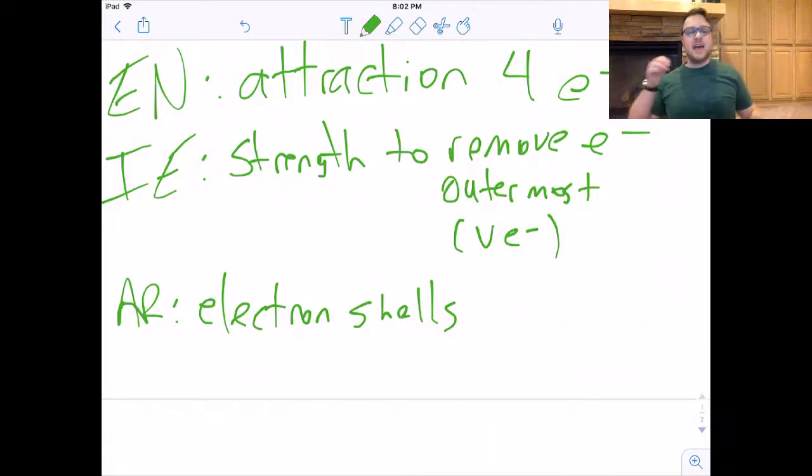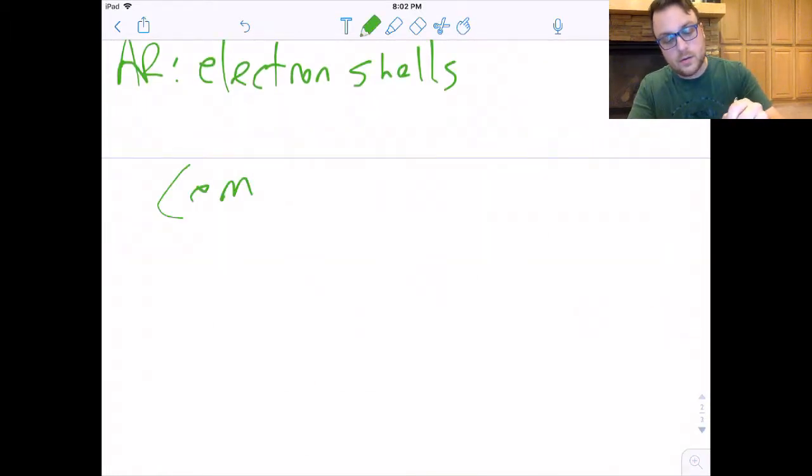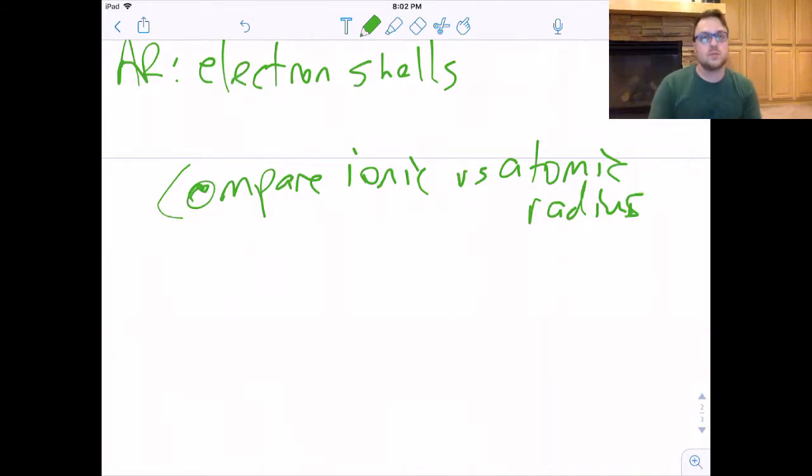A question that pops up year to year to year is compare your ionic versus atomic radius. And I can say for certain that this popped up in June 2017, June 2014. It pops up pretty much on every June Regents, or at least one of the Regents in that year. So it's a popular question. And the answer depends on the atom you're talking about.